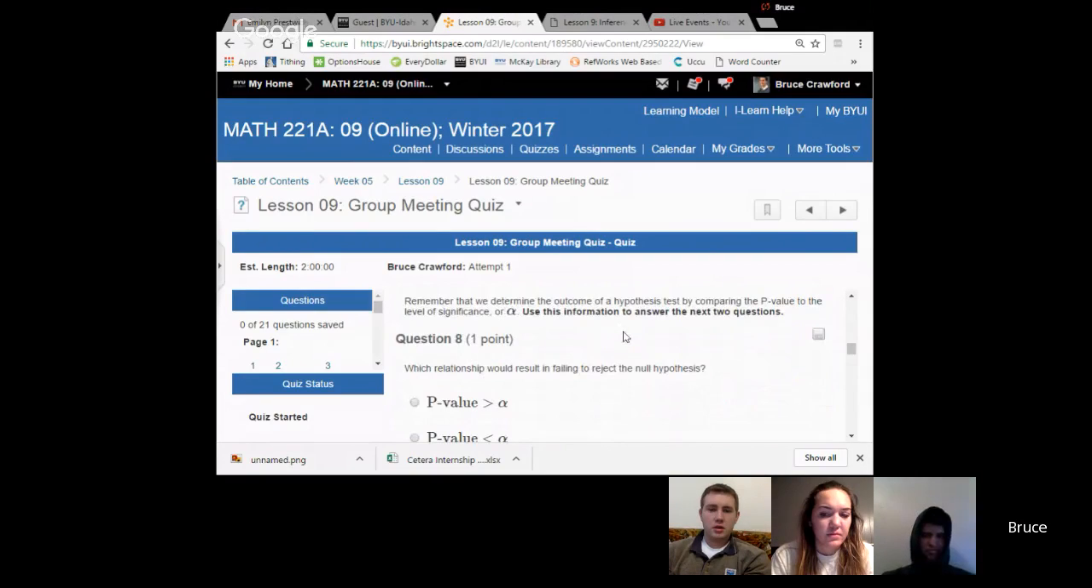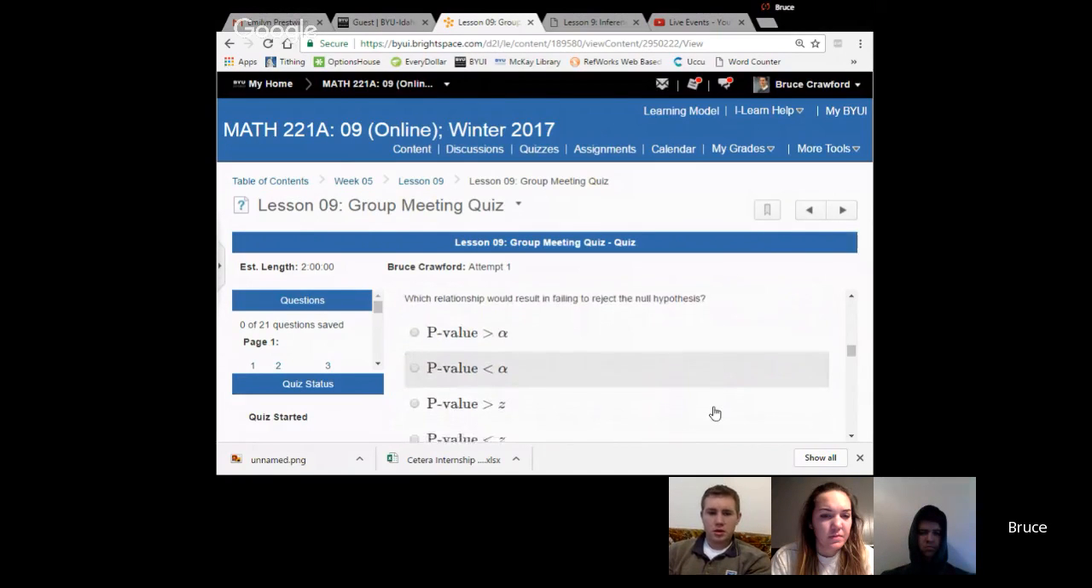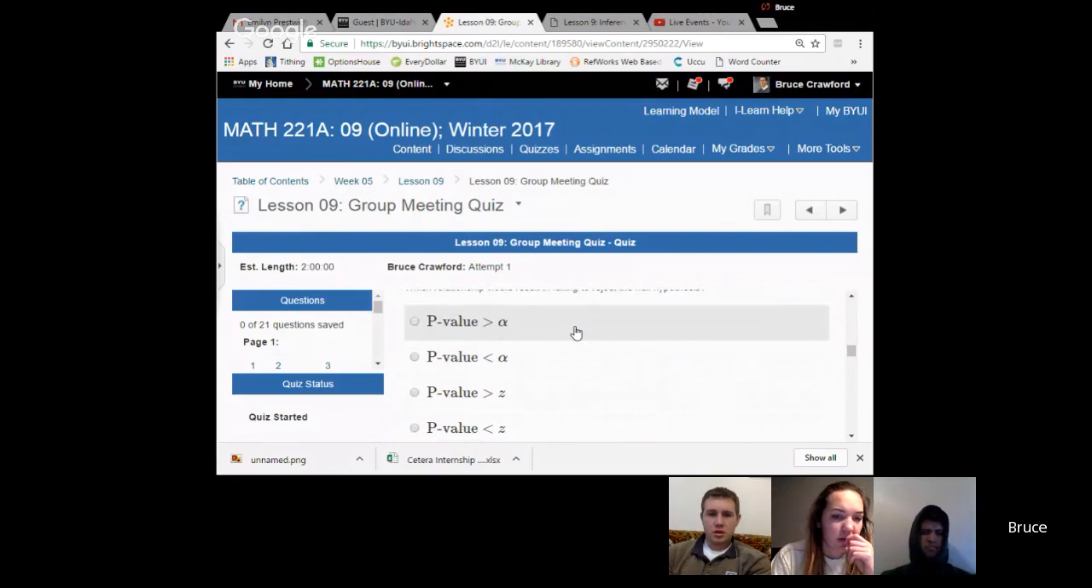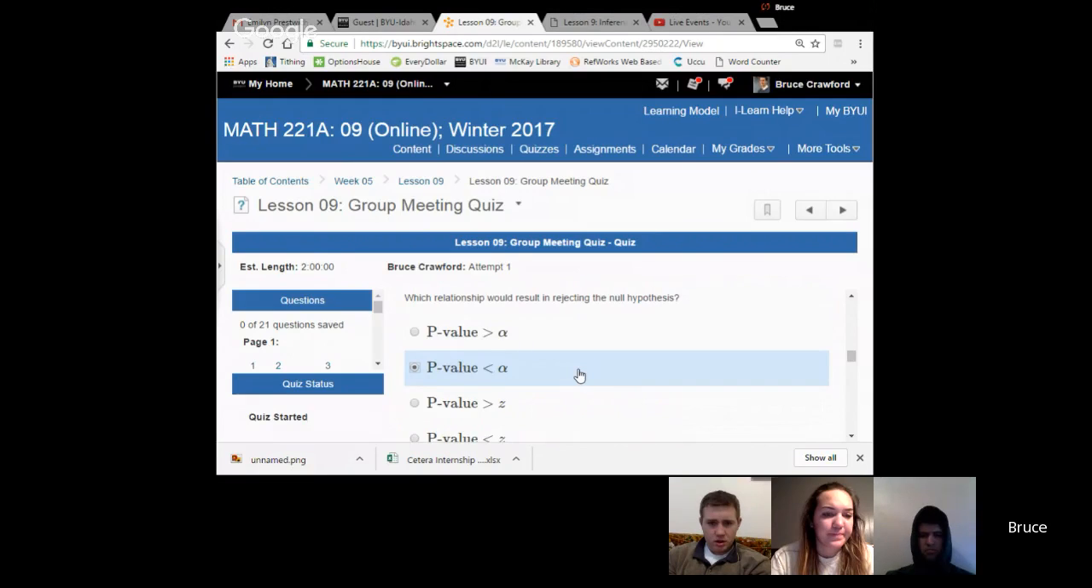Remember, we determine the outcome of a hypothesis test by comparing the p-value to the level of significance, or alpha. Use this information to answer the next 2 questions. This relationship would result in failing to reject the null hypothesis. I think it would be, isn't it the p-value is greater than the alpha? Yeah, I think you're right. Because if it's less than, we can reject it, but if it's not, then we can't. The next one would be less than. Right? Yeah. P-value is less than. Okay.